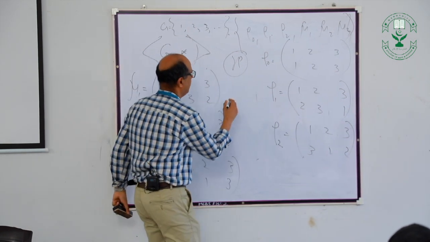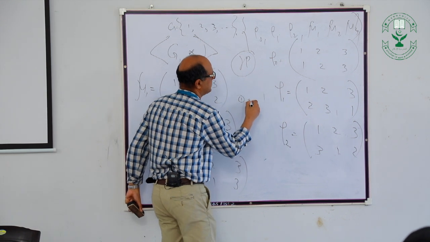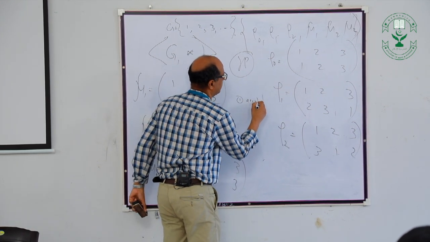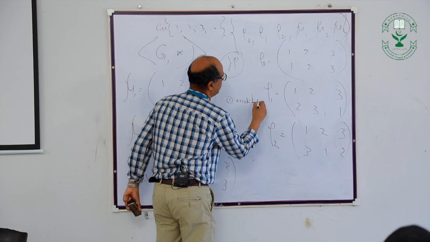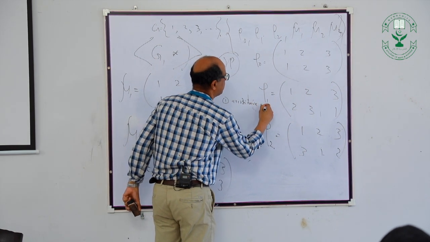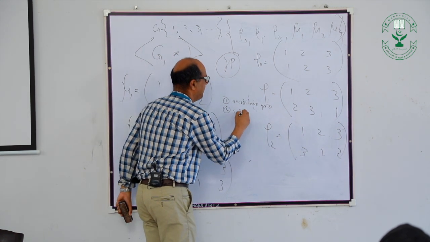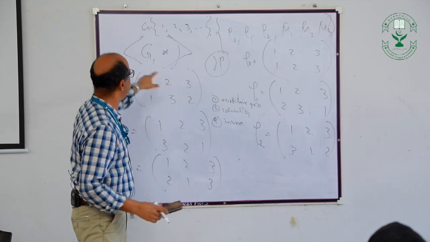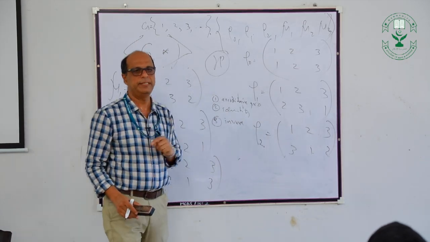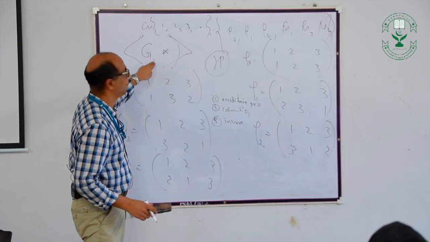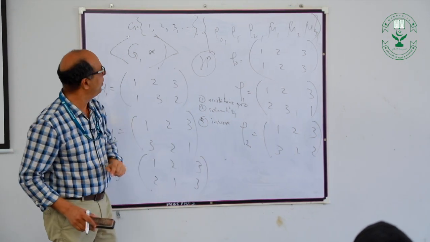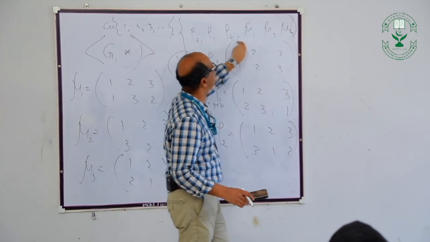The conditions are: 1 is the associative property, then 2 is the existence of identity, and 3 is the existence of inverse. If a structure satisfies these three conditions, then we call this structure a group. So we are going to prove that this set is a group.